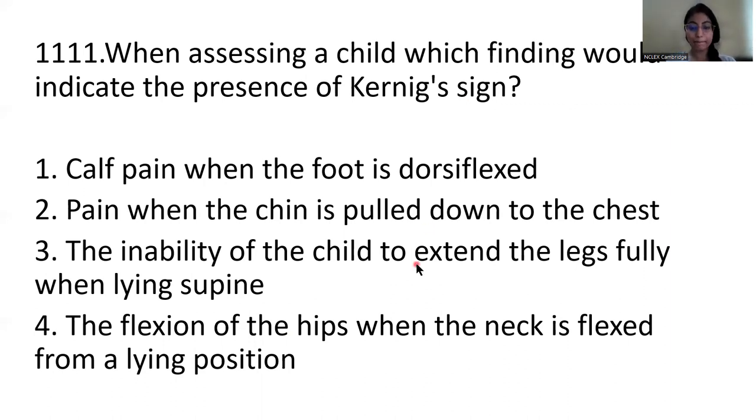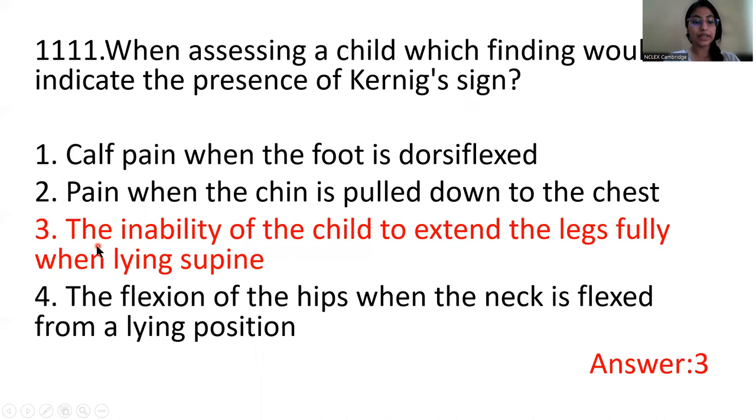So the answer is option number 3, the inability of a child to extend the leg fully when lying supine. In Kernig sign, the physician will tell the patient to lie in supine position. Then the child flexes the hips at a 90-degree angle and the legs will be extended slowly towards the ceiling. When the physician does so, the child will feel stiffness and pain in the leg area. So this will indicate a positive Kernig sign.